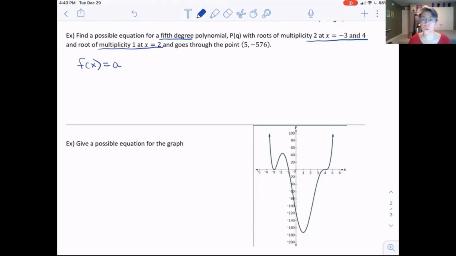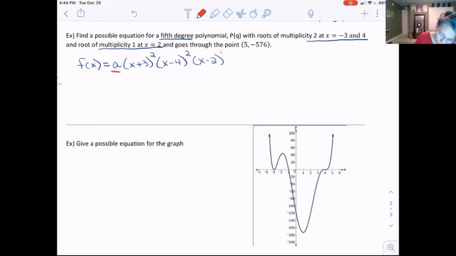The first root of multiplicity 2 is x equals -3, so that would give us an (x plus 3) squared, multiplicity of 2. A 0 at 4, so we have (x minus 4), again a multiplicity of 2. And then another 0 or root of multiplicity 1 at x equals 2, so we have (x minus 2), technically to the first power. So 2 x's times 2 x's times 1 x would give us x to the 5th, so we do have a 5th degree polynomial. But again, we have to find that a.